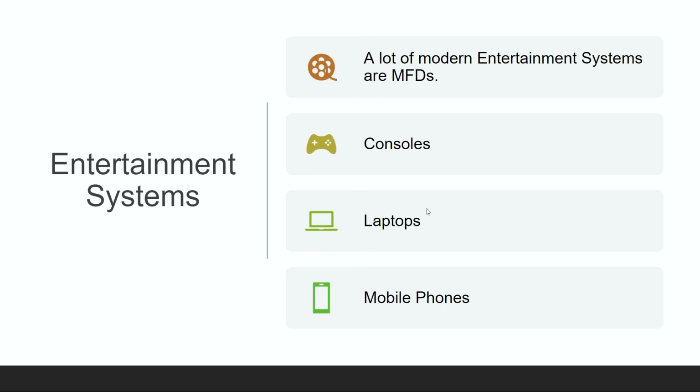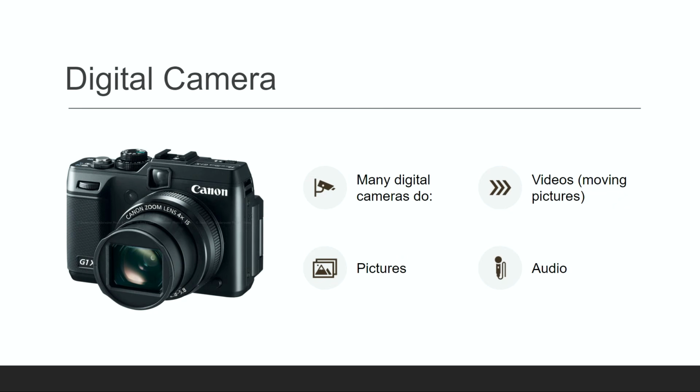So we have consoles, laptops, mobile phones. As I said, they will cross over. Digital cameras. So many digital cameras do video, which are actually moving pictures, right? Videos aren't a real thing, they're an illusion. And what a video comprises of are pictures, multiple pictures, and audio at the same time.